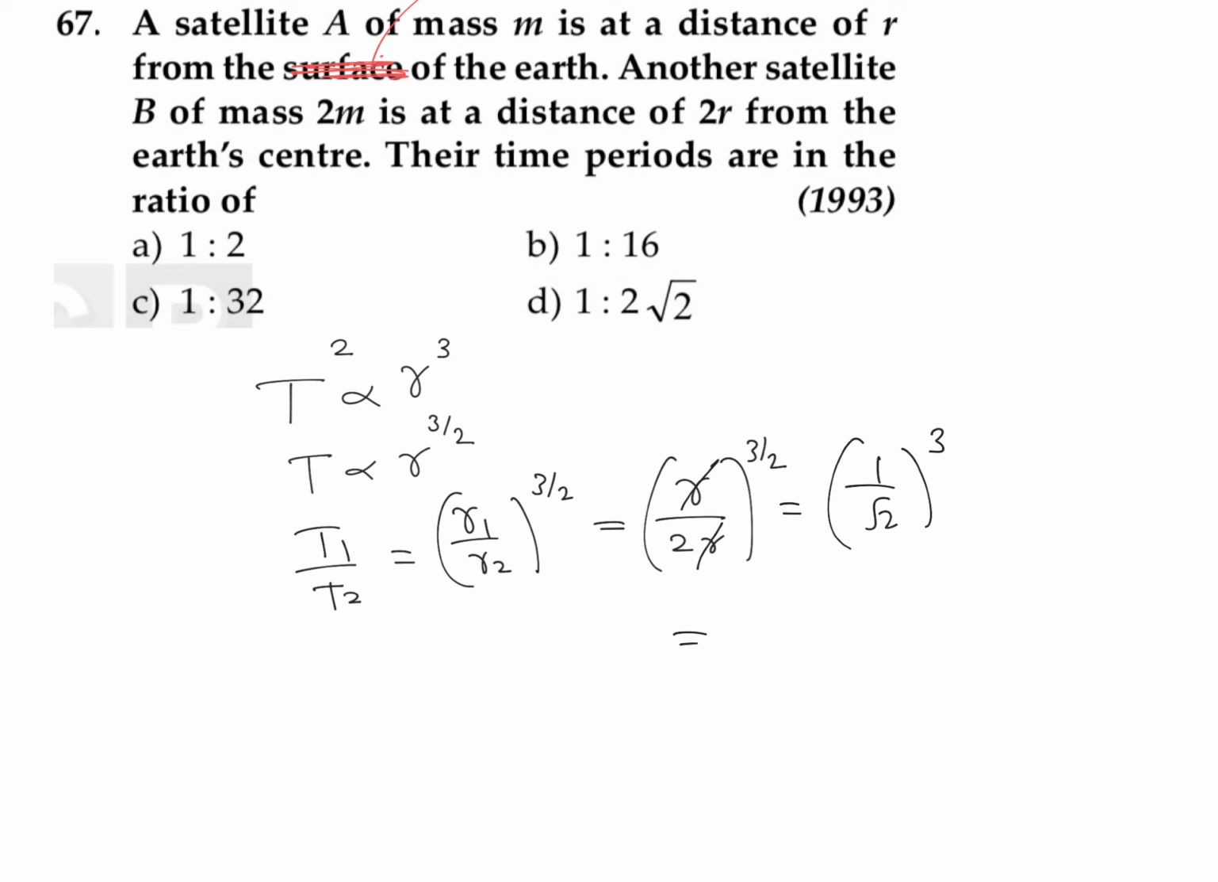That is 1 by root 2 into 1 by root 2 into 1 by root 2, which we can take as 1 by 2 root 2. So they will be in the ratio 1 by 2 root 2, and the distance is from the center, not from the surface.